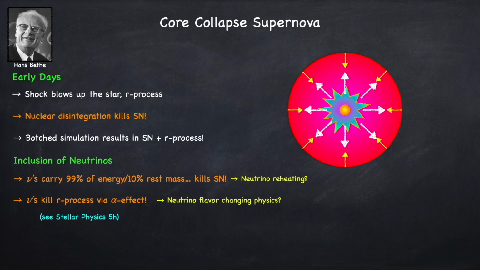And you can see that historically we kept thinking we understood core collapse supernovae, only to find out there was a new problem we hadn't thought of. My thesis advisor used to say, we've always understood how core collapse supernovae work, it just changes every year.